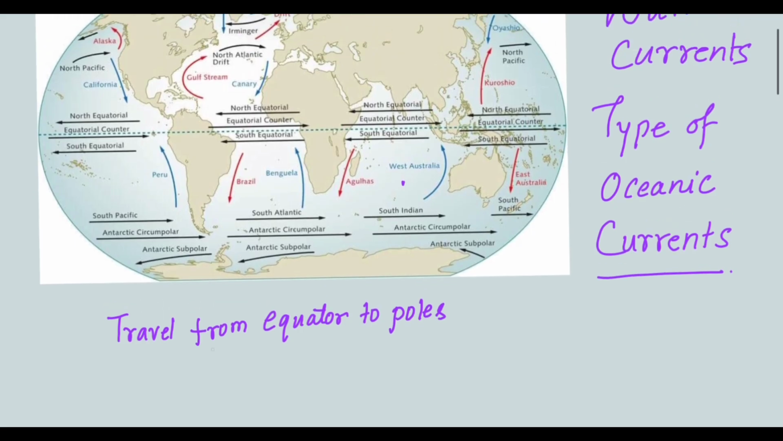Warm currents are those that travel from the equator to the poles and are therefore warmer than the surrounding water. Whereas cold ocean currents are substantial quantities of cold water moving from a high latitude towards a low latitude. They absorb heat from the tropics and chill the air above them.